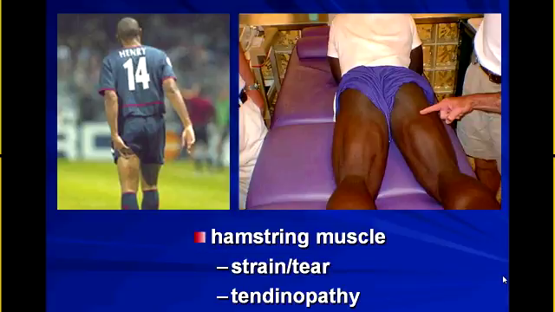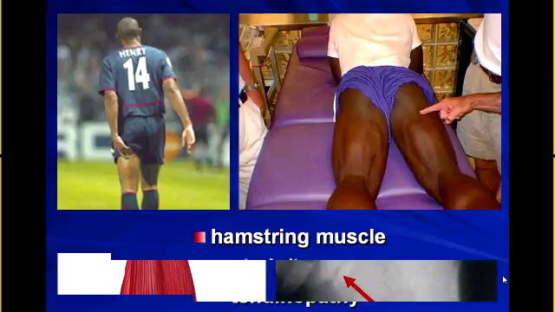A tendinopathy is going to look very, very much like a hamstring strain, the only difference being that tendinopathy tends to affect the musculotendinous junction. It tends to be more microtrauma, so repetitive overuse, whereas a strain can be microtrauma, repetitive overuse, or it can also be macrotrauma, so an acute tear. But the treatment is very similar for both.